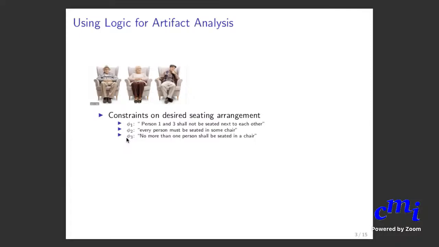So these are the constraints that your seating arrangement has to satisfy. The people are numbered also, 1 to 3. Person 1 and 3 shall not be seated next to each other. Every person must be seated in some chair, so you cannot leave anyone without a chair. And no more than one person shall be seated in a chair, that is, you cannot seat one on top of the other.